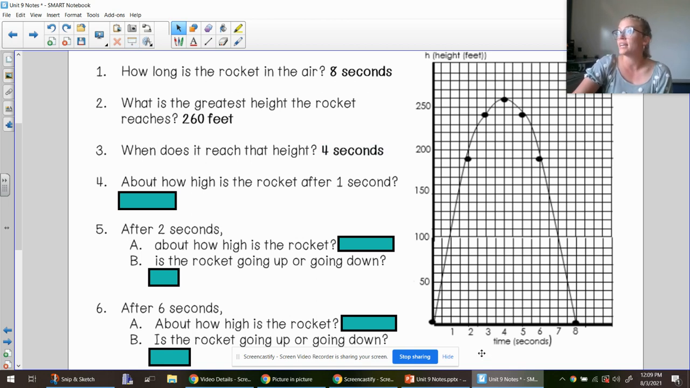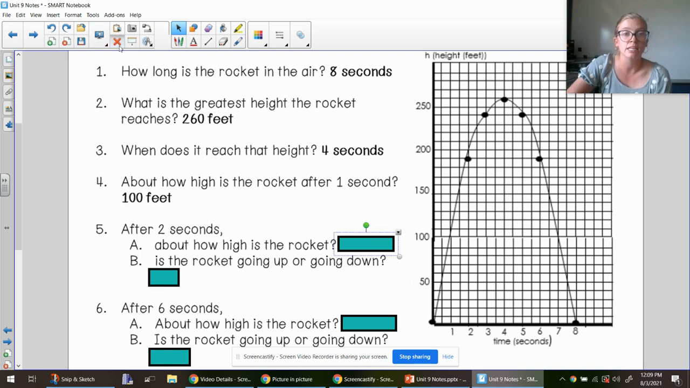About how high is the rocket after 1 second? Okay, well, let's look at 1 second. Seems like it's about 120 feet. Maybe it's 100. Oh yeah, it is 100 feet. After 2 seconds, how high is the rocket? Okay, so at 2 seconds, let's go all the way up. Seems like our rocket is just under 200. That seems like it is 190 feet.